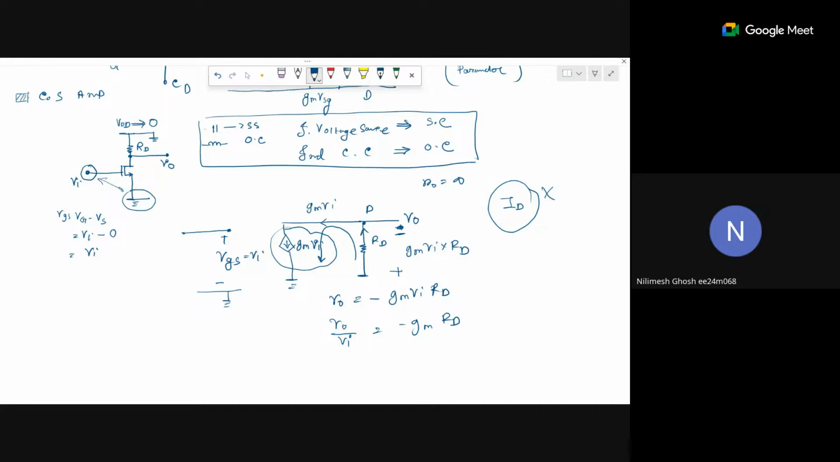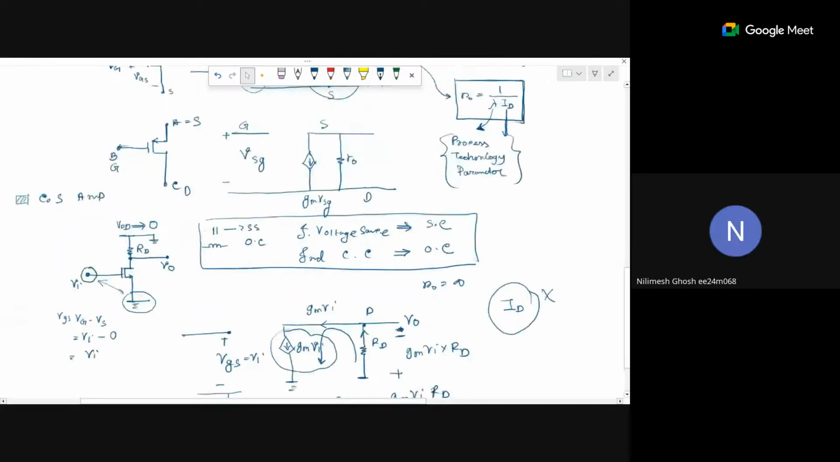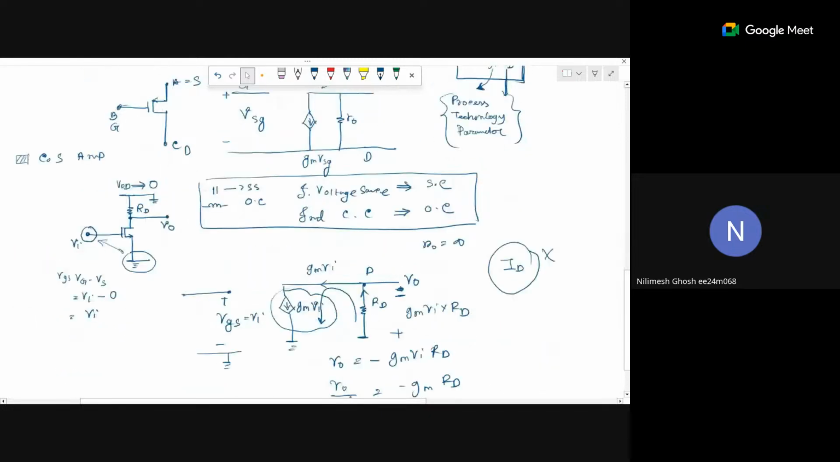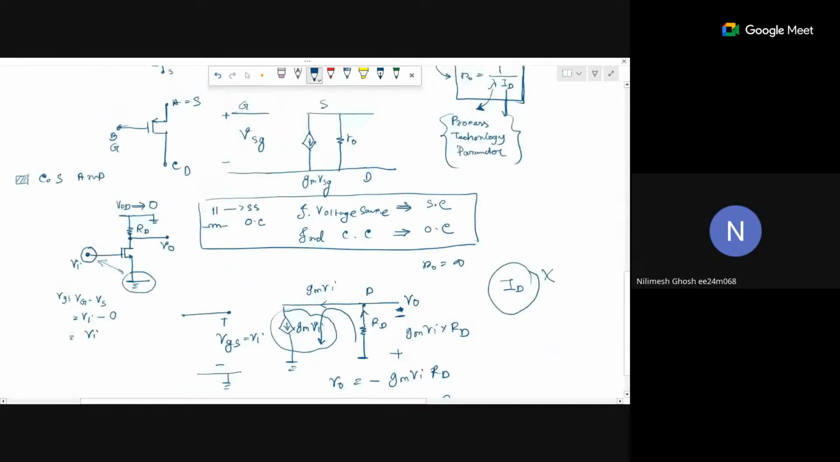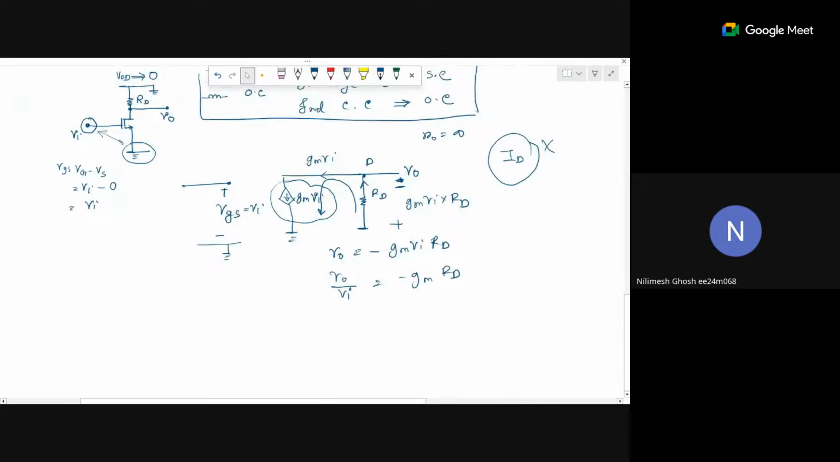Because see, source is common. Source is grounded, and we are giving a signal in the gate. We are taking the output from the drain. That's why this is a common source amplifier. Source is common to both gate and the drain.